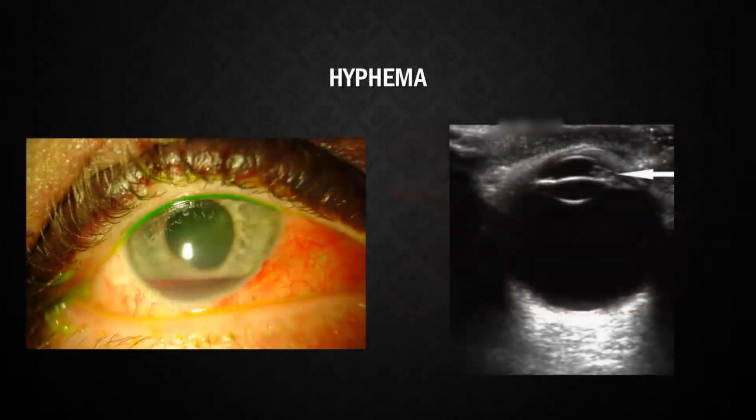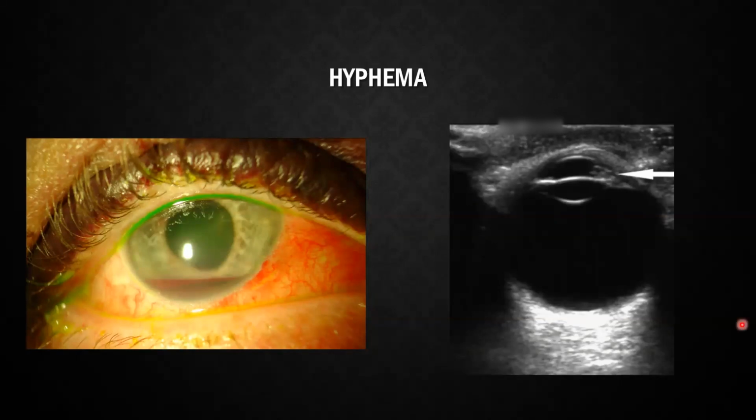So a hyphema, you know, if you're able to examine the patient and you can see it on exam, then great. You're kind of done at that point in terms of visualizing a hyphema. But it's blood in the anterior chamber. Now, if your patient looks like our patient from the beginning and you can't open their eye, then you might want to consider doing an ultrasound at that point.